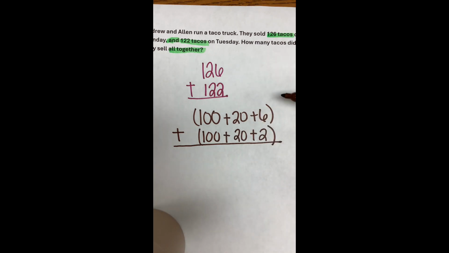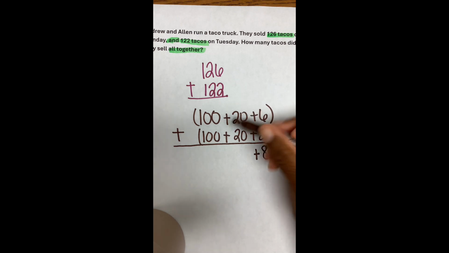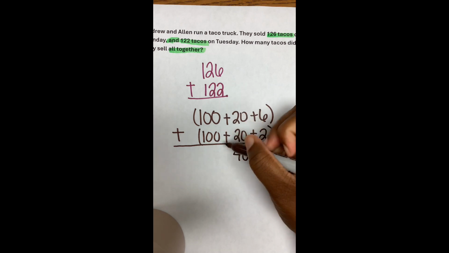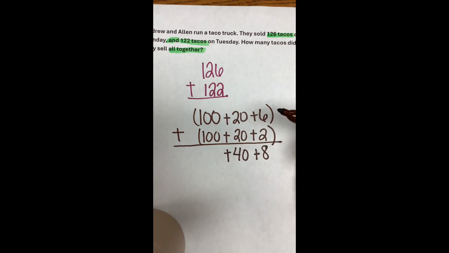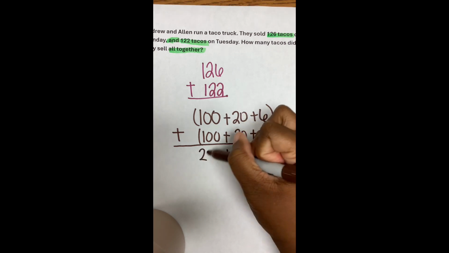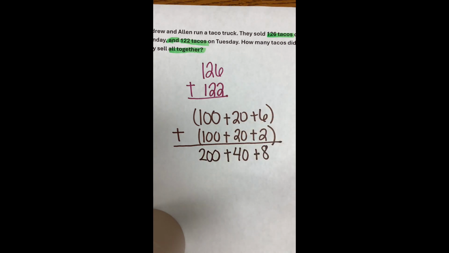Again, notice how I lined up my place value so we could add correctly. 6 plus 2 is 8. And don't forget to bring down your plus signs as well. When we're going over subtraction, we're still going to have these plus signs, but it's going to be different. 20 plus 20 is 40. 100 plus 100 is 200. Okay. Now, we have 200 plus 40 plus 8.